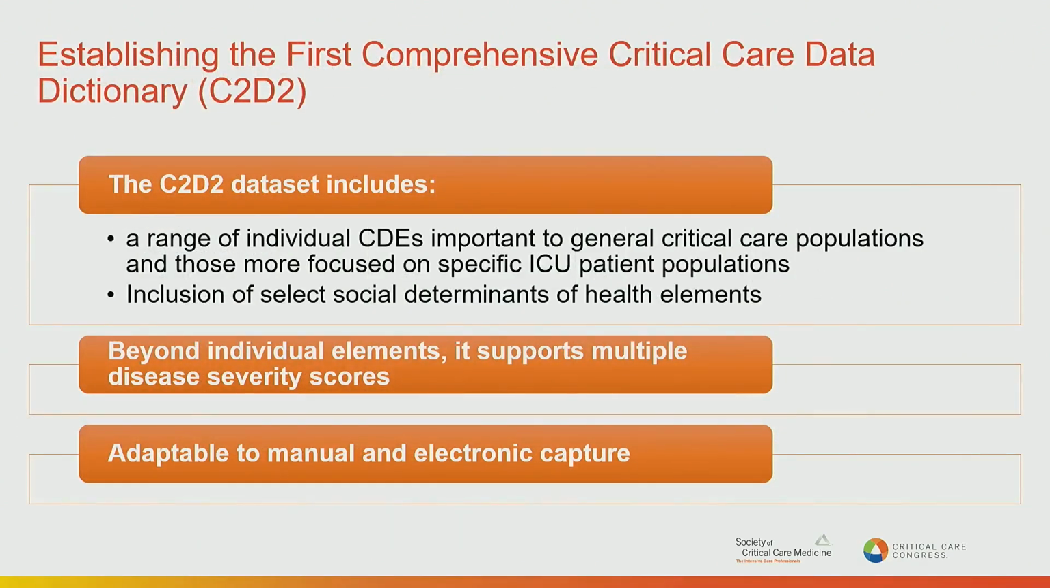All right, so takeaways from this: really establishing the first comprehensive critical care data dictionary, which we fondly refer to as C2D2 because it's too long to say over and over again. It was really about thinking about the range of the individual CDEs, importantly what our populations were and could we truly feasibly use them, were they focused to the ICU patient, and then importantly, how do we use them beyond the individual element? So could we actually use them across our disease severity scores, and then the manual and electronic capture?